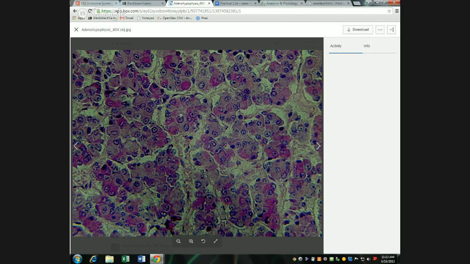How do you know that? How about it says it right there? That's why. Right. I labeled this slide adeno hypothesis because that's all we're looking at. But the darker staining half of the hypothesis is the adeno hypothesis, which means that the lighter staining half is a neuro hypothesis.